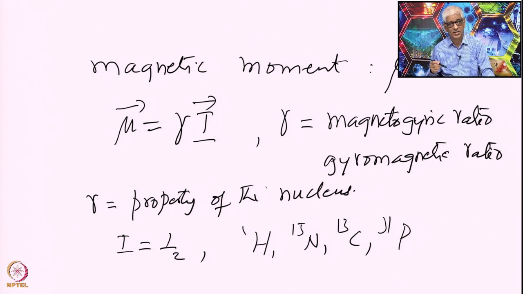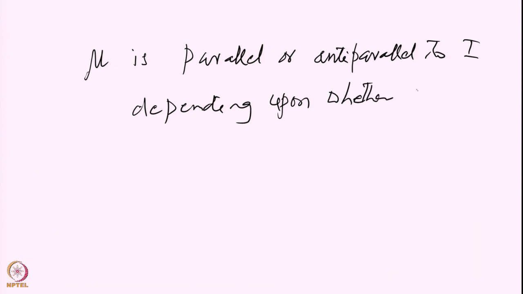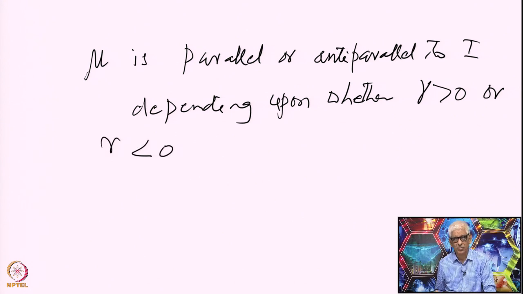So, therefore, the magnetic moment is an important property, an intrinsic property of the nucleus, which determines the application of NMR to various systems. That is a very important property, and also you notice that the magnetic moment mu is parallel or anti-parallel to I, depending upon whether gamma is greater than 0 or gamma is less than 0. This can happen. Gamma can be positive or negative. Most nuclei have it positive, but some nuclei have it negative also.